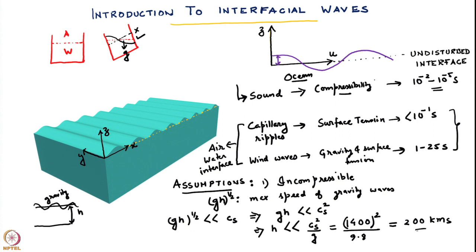You can see that this is much, much greater than the average depth of the ocean. So even when we are looking at ocean waves, it is perfectly justified to take the medium as incompressible when we want to analyze surface waves on the ocean. Okay, this is of importance when we look at wind waves. So this justifies our first assumption. Let's go to the next.